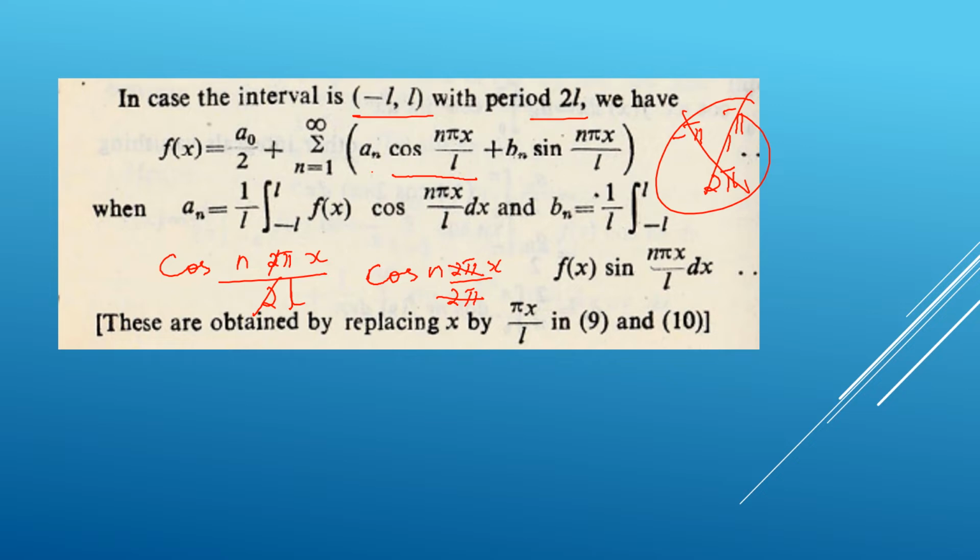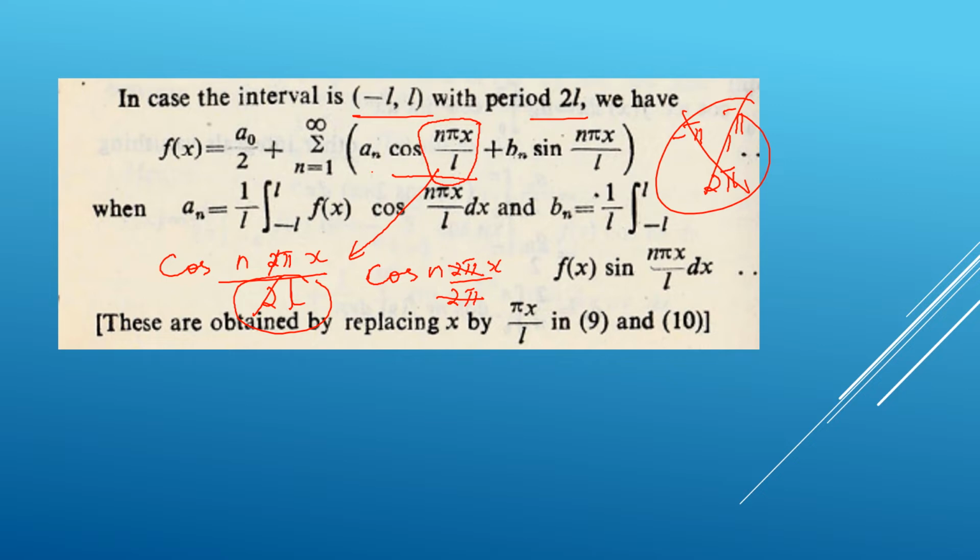So here, with any general limit of minus L to L with a period 2L, we can write the Fourier series as f of x equal to a0 divided by 2 plus sigma an cos n pi x by L plus bn sin n pi x by L. So just understand how this came here. It is actually n 2 pi x divided by 2L, because the period is 2L here. The 2 cancels and pi x by L came.